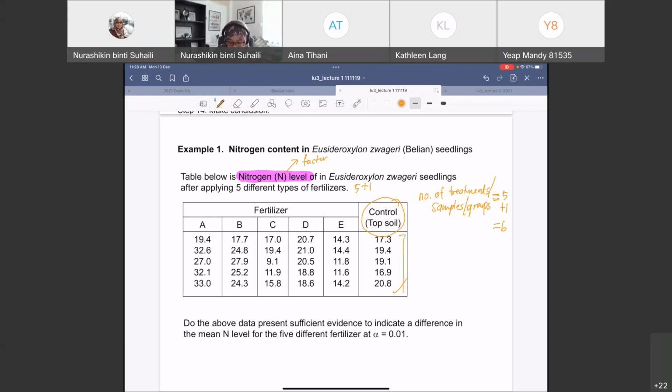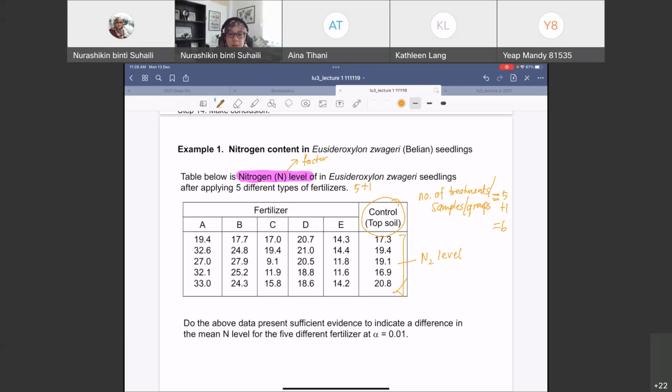These are all the nitrogen level. So kena faham lah apa benda yang you compare. Kalau tak, you akan lost. You tak tahu hypothesis nak cakap apa, and then you do not know what to conclude. Apa sebenarnya? What is the purpose of doing the analysis?